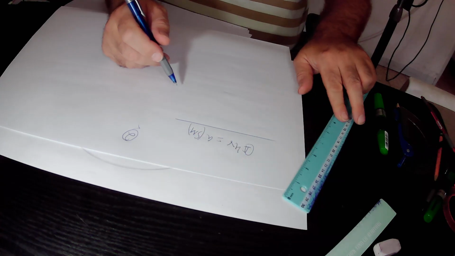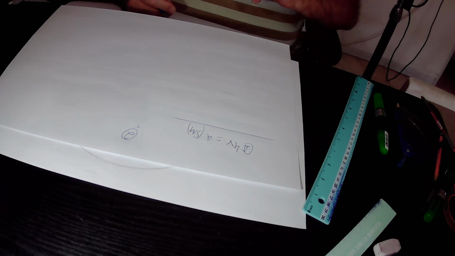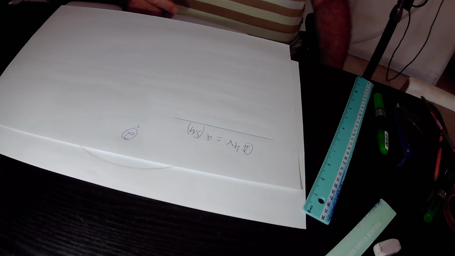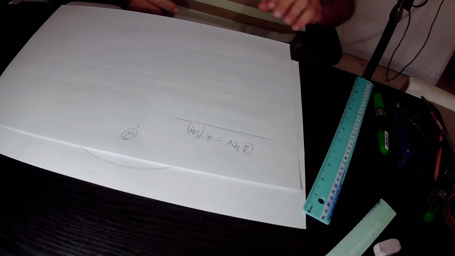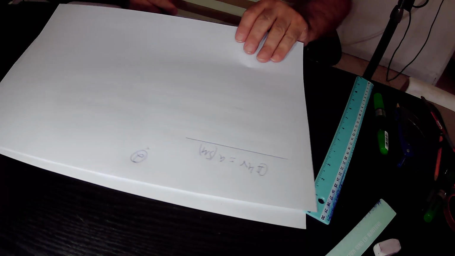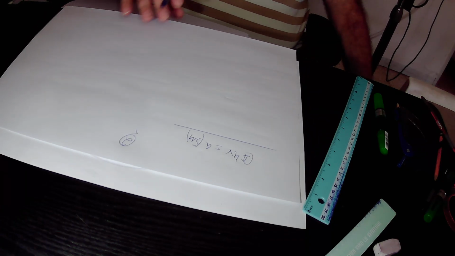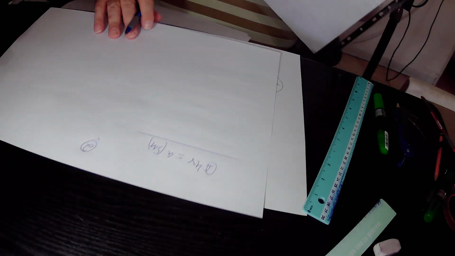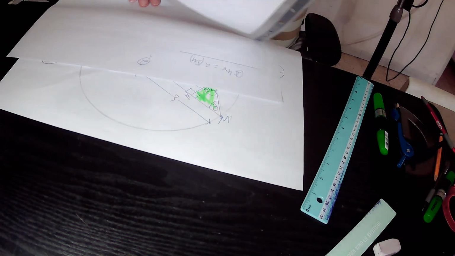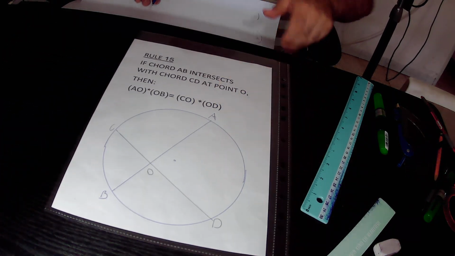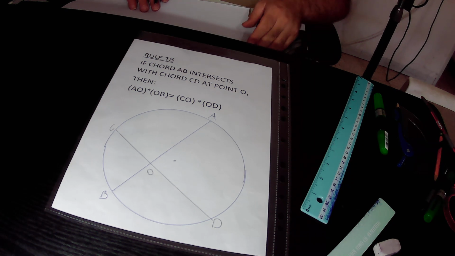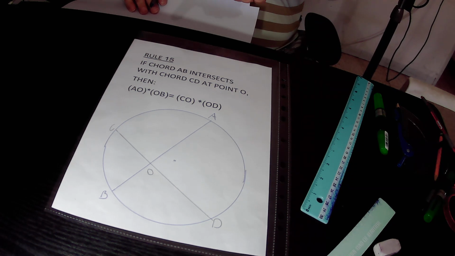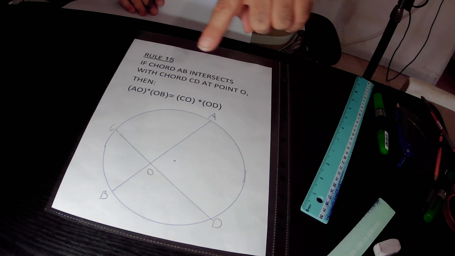In the next step, I'll present to you a rule that we already talked about in the previous lectures, and we'll implement the rule in our drawing. The rule is rule 15. According to rule 15, if chord AB intersects with chord CD at point O, then the following equation is true, that AO times OB equals CO times OD.